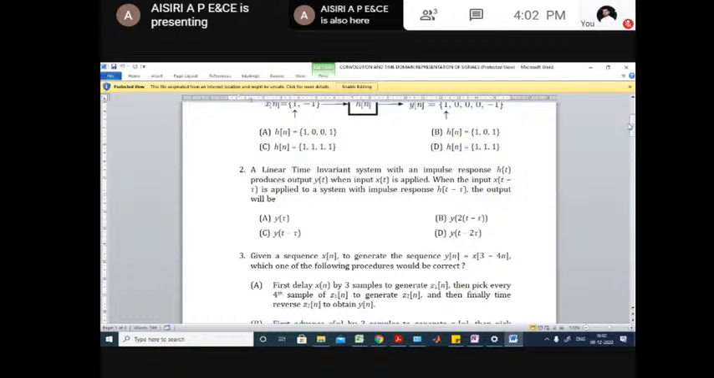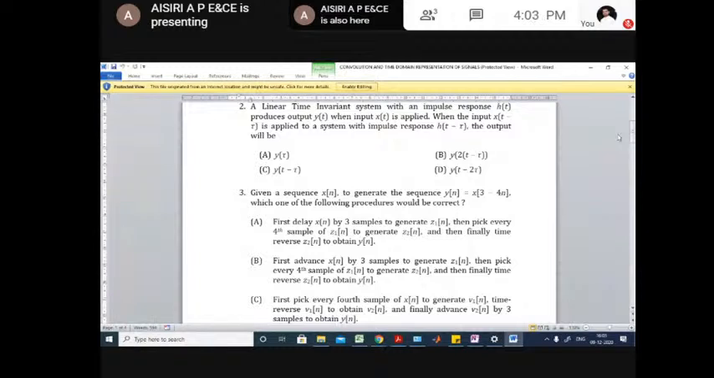So moving on to the next one. Given a sequence x of n, to generate the sequence y of n is equal to x of 3 minus 4n, which one of the following procedures would be correct?